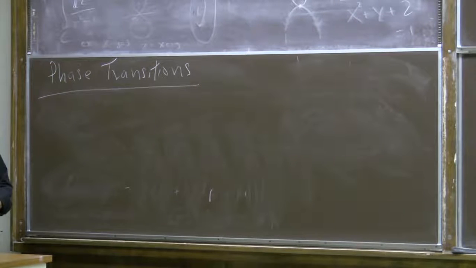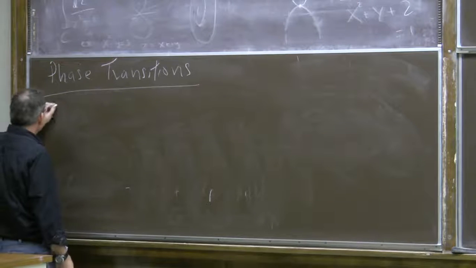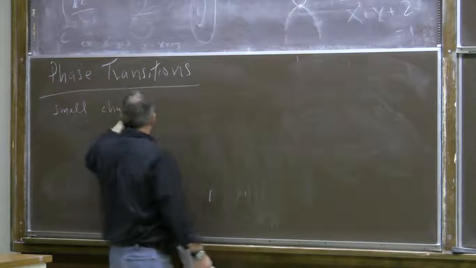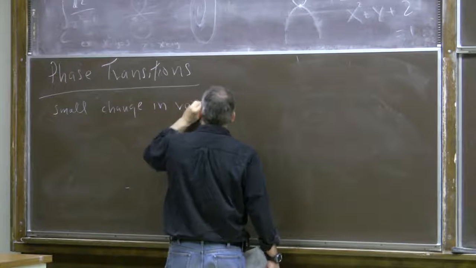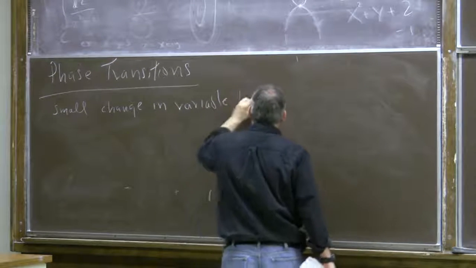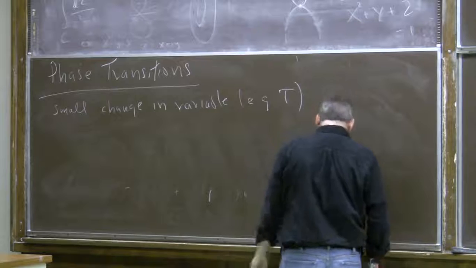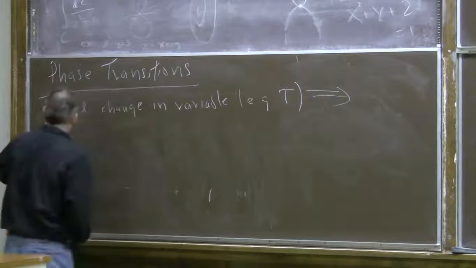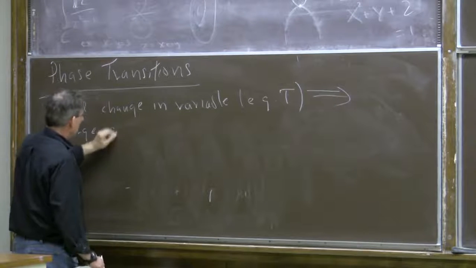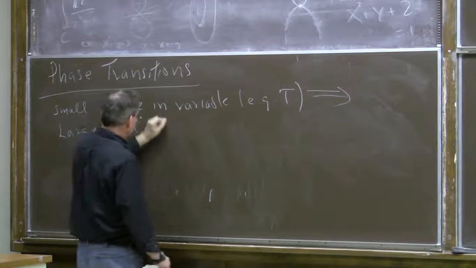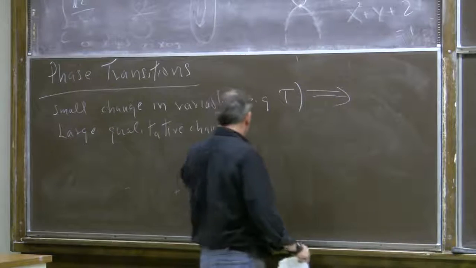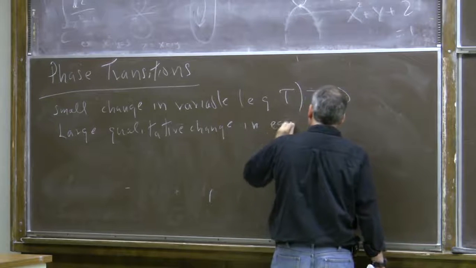Generally speaking, when we speak of a phase transition, we have in mind that some small change in a system variable like, for example, the temperature, it could be something else, results in some large qualitative change in the equilibrium state of the system.